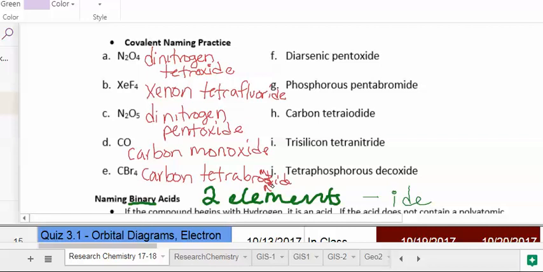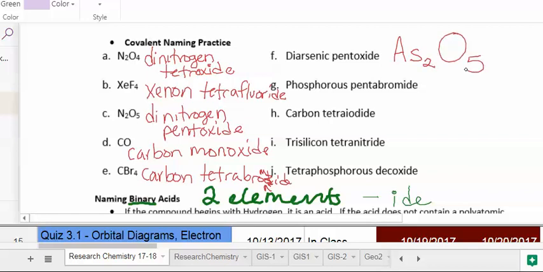Okay, so then we have to go in the other way. One of the things you'll notice with this naming system, it's much easier than ionic because of the prefixes, but now that you've seen the prefixes, we don't ever use the prefixes with ionic naming. So don't get into the trend of just using prefixes for everything. So the next up we have diarsenic pentoxide. So di for arsenic, which means 2, and pentoxide, which means 5.